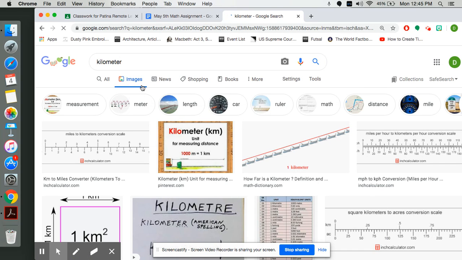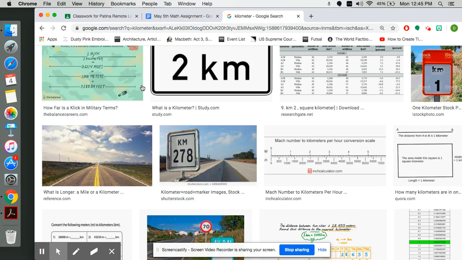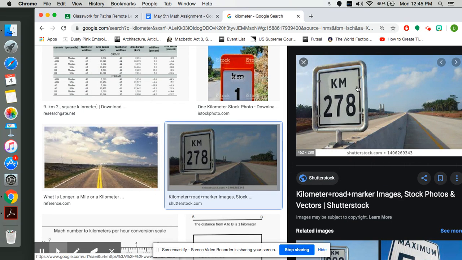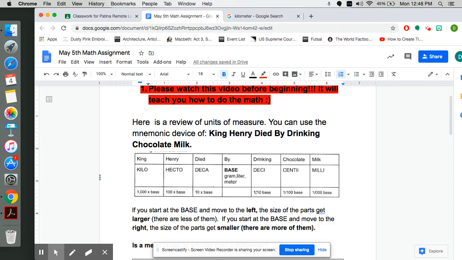A kilometer is like a distance, like a mile kind of, but it's a little bit smaller than that. Have you ever heard of a 5K? A 5K is 5 kilometers, and it's 3.1 miles. So think kilometer is a really long length. Kilogram is a lot of weight. Kiloliter is a lot of liquid.